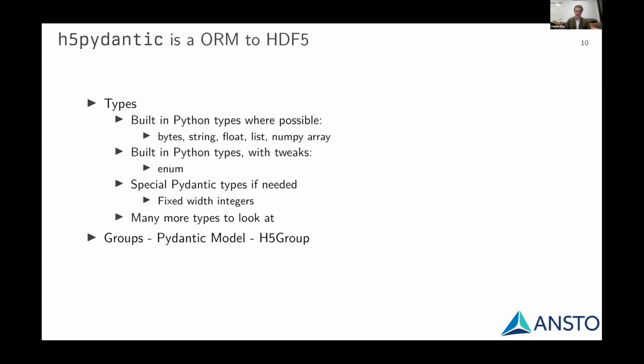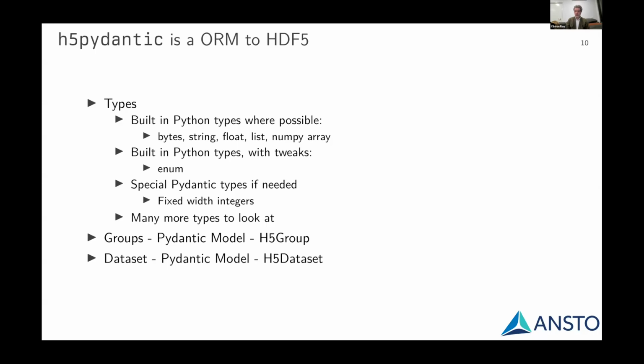Then we go up a little bit and we want to look at how we want to model groups in Pydantic. The way that we model a group in H5 Pydantic is with a Pydantic model. And I've already used up all my creativity, so I've labeled that as H5 group. That is a particular model that knows how to marshal everything that's put inside of it into a HDF5 file. Well, inside a HDF5 group, I should say.